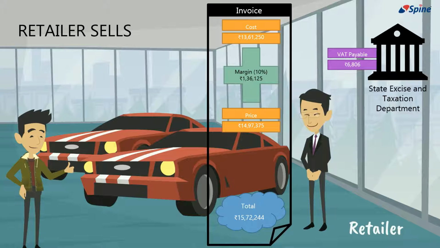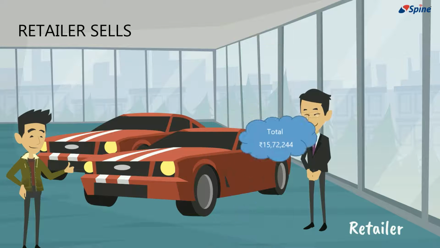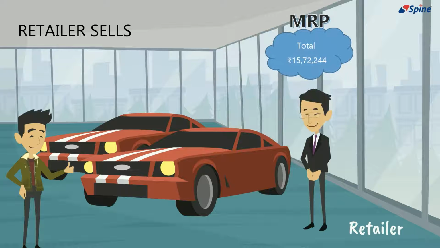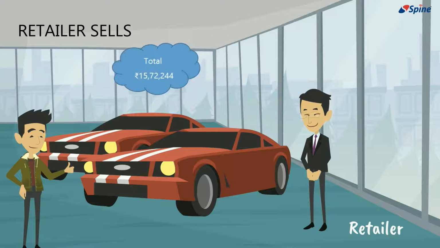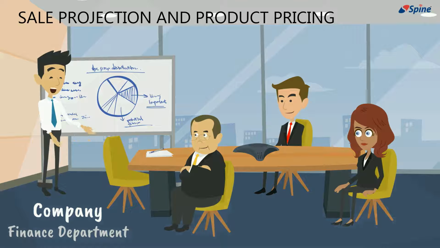The retailer, or the showroom, pays ₹6,806 to the state tax authority, as shown. So finally, this is the invoice which makes the MRP, or the maximum retail price of Mustang. Hence, what started with 10 lakhs in the factory added on to become around 15 lakhs and 70,000 at the retailer. This is the price that Collie has to pay for the Mustang. The sale projections and profits are calculated based on this costing.